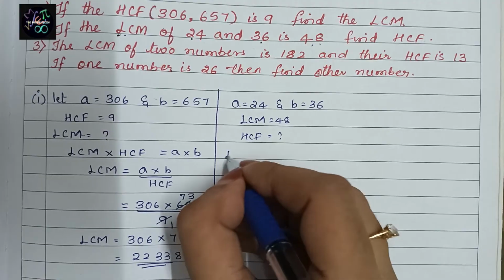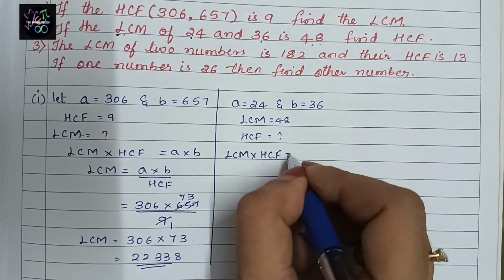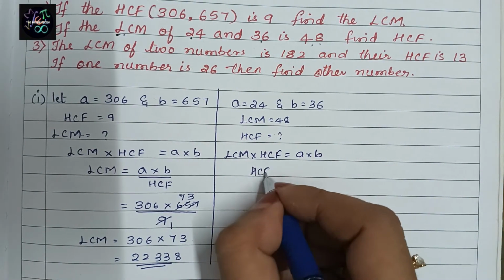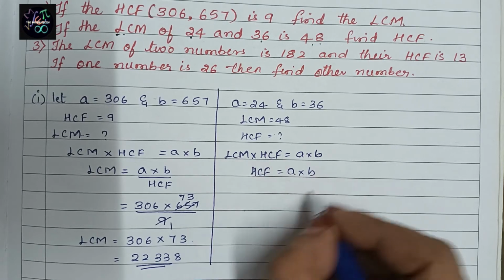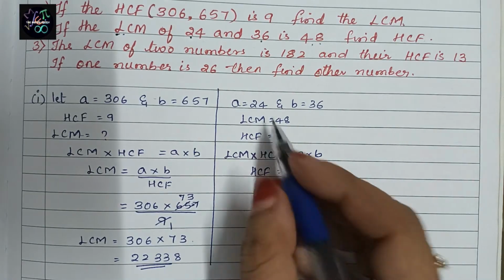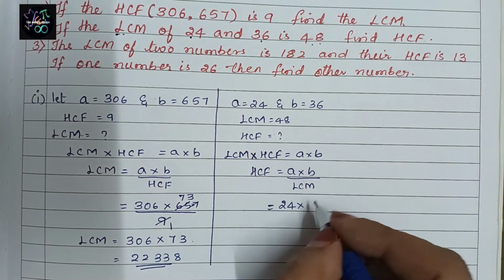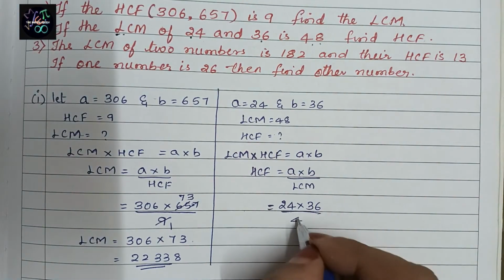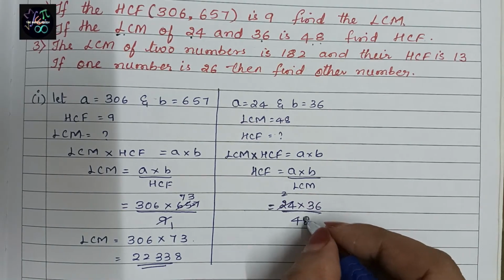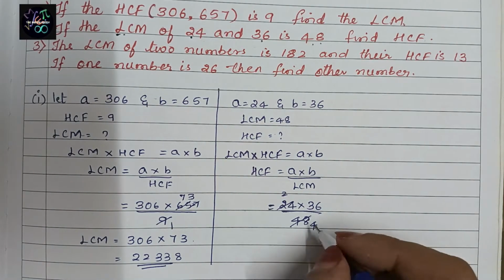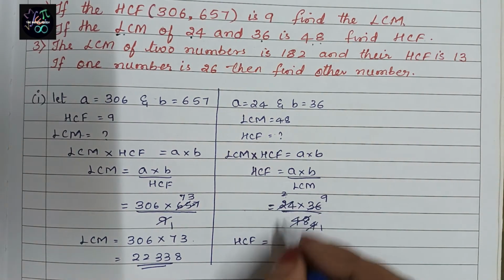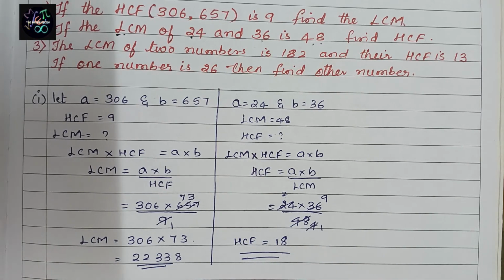We know that LCM into HCF is equal to A into B. Now HCF we need. So HCF is equal to A into B by LCM, because LCM is multiplied, so if we bring it here, it becomes divide. A value is 24, B value is 36 and LCM is 48. It will go in the 12 table. 12 twos are 24, 12 threes are 36, 12 fours are 48. 4 ones are 4, 4 nines are 36, and the HCF we got is 9 twos are 18. So we got the second answer.